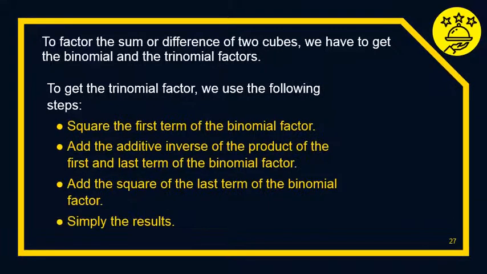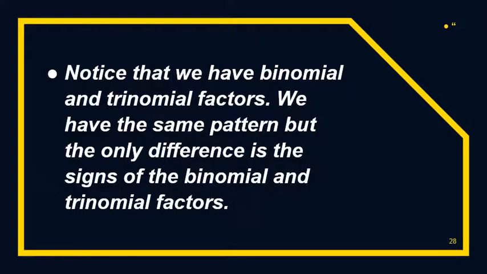To get the trinomial factor, we use the following steps. First, square the first term of the binomial factor. Second, add the additive inverse of the product of the first and last term of the binomial factor. Third, add the square of the last term of the binomial factor, and last, simplify the result. You notice that we have binomial and trinomial factors. We have the same pattern, but the only difference is the sign of the binomial and the trinomial factors.